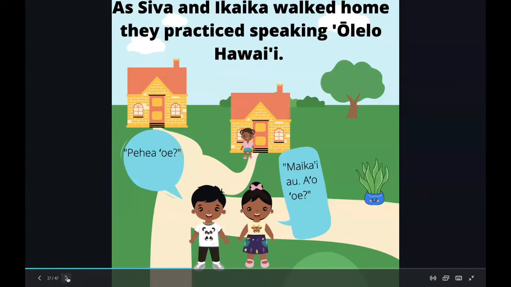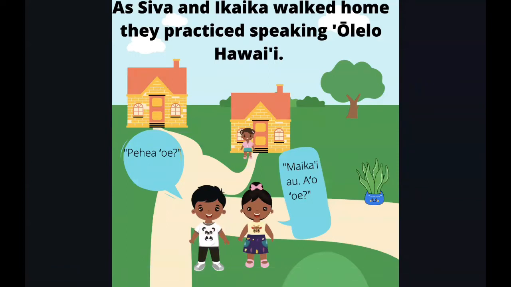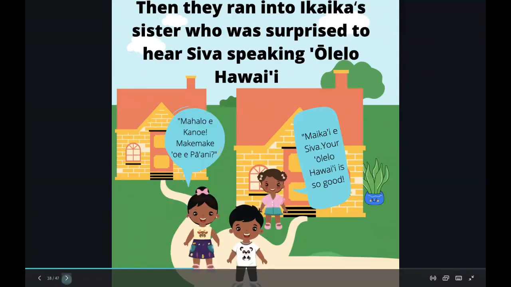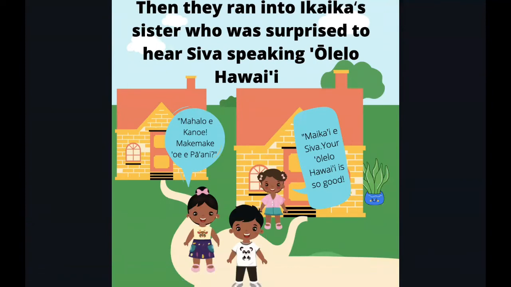As Siva and Ikaika walked home, they practiced speaking Olelo Hawaii. Pehea oi. Mai ka'iau. A o oi. Then they ran into Ikaika's sister, who was surprised to hear Siva speaking Olelo Hawaii.